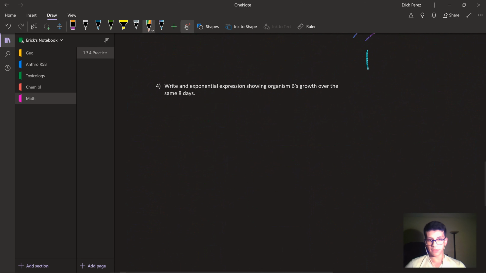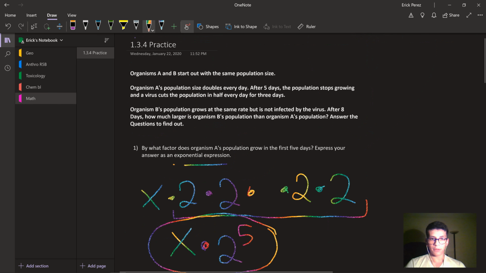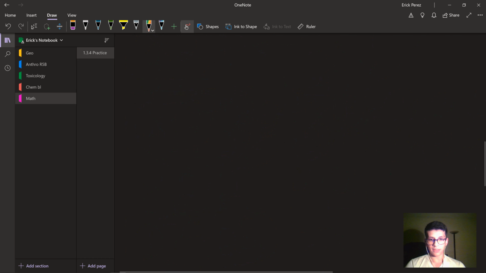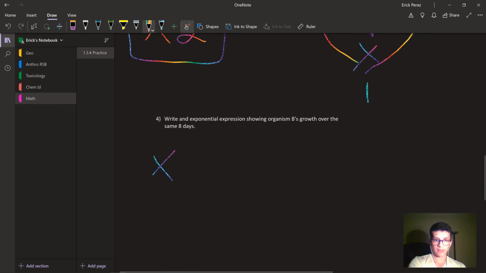So number 4, they're asking us to write an exponential expression showing organism B's growth over the same 8 days. Remember what I told you, right? Let's go back up. It says organism A and organism B start out with the same population. So that's with X. And it never gets infected by a virus. So after the first day, it doubles in size. After the second day, it doubles in size.